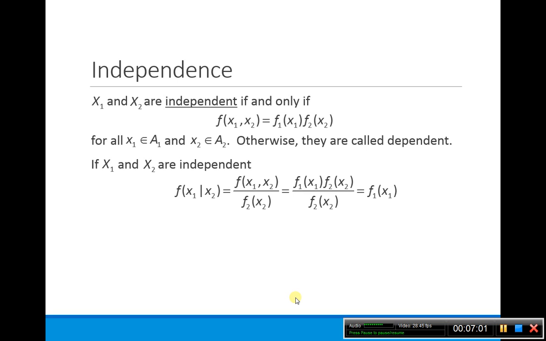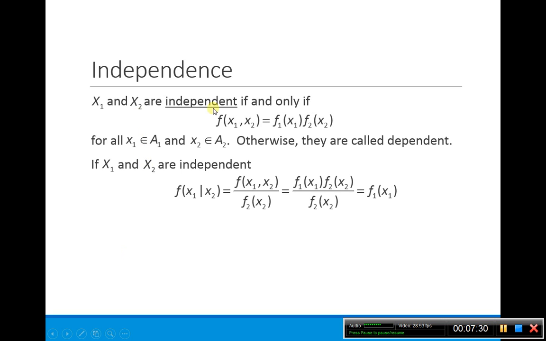So what does it mean for two random variables to be independent? If you have a joint PDF f of x1, x2, then the two random variables are independent if and only if you can write the joint PDF as the marginal PDF f sub 1 times the marginal PDF f sub 2 for any x sub 1 and x sub 2 in their respective ranges. And if this isn't true, then they're called dependent.